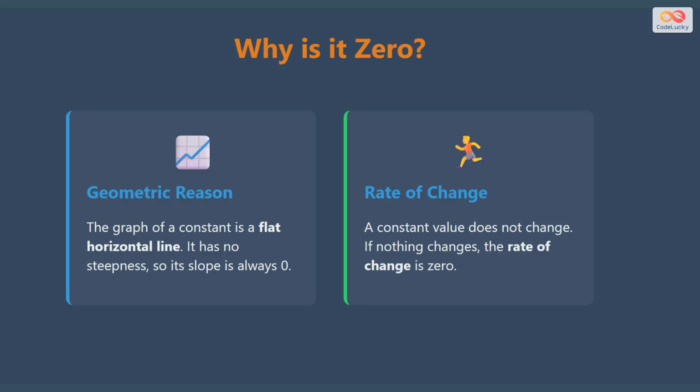To solidify this, think about it in two ways. Geometrically, the graph is a horizontal line with no steepness. Conceptually, a derivative measures the rate of change. Since a constant value never changes, its speed of change is 0. It is standing still.